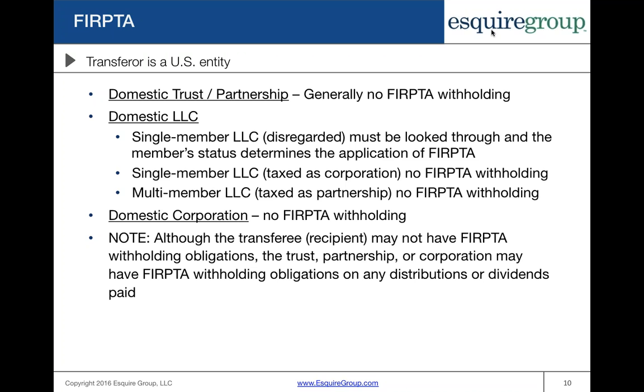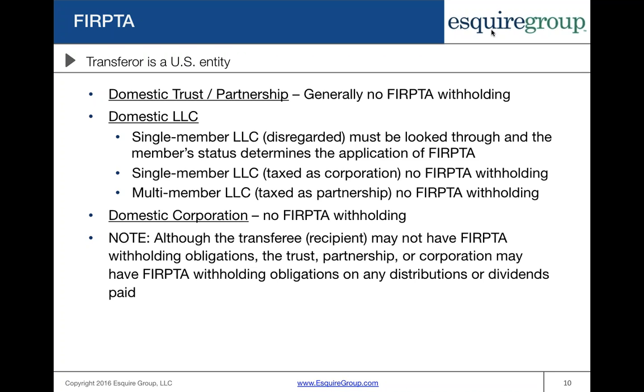You have to find out who's behind the LLC. You have to find out, is it one owner, is it two owners? And if it's one owner, then you have to find out if that is a foreign person or not. Because if it is a foreign person, then that transaction is going to be subject to FIRPTA withholding, and the buyer is going to be required to withhold the FIRPTA tax. If it's a single member LLC that's taxed as a U.S. corporation, then there would be no FIRPTA withholding. So it's just single member LLCs that are taxed as disregarded entities.